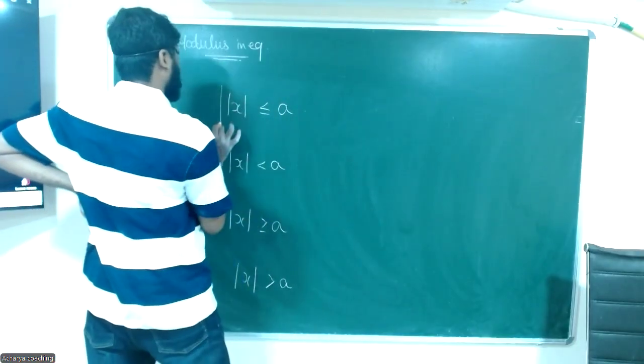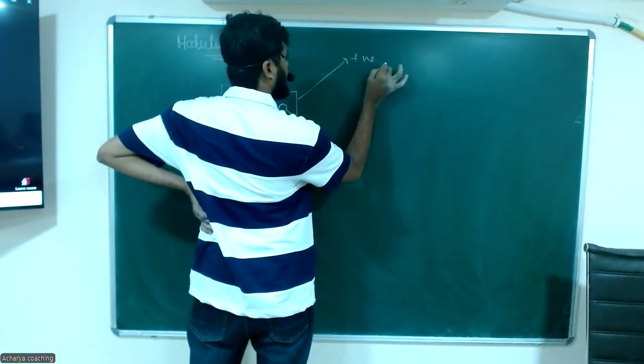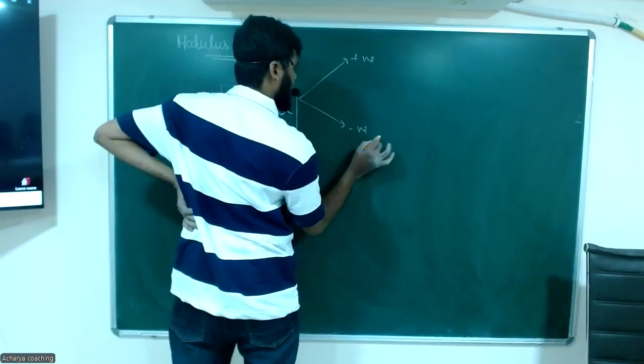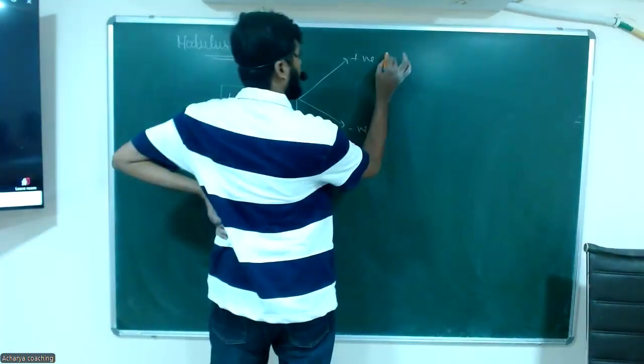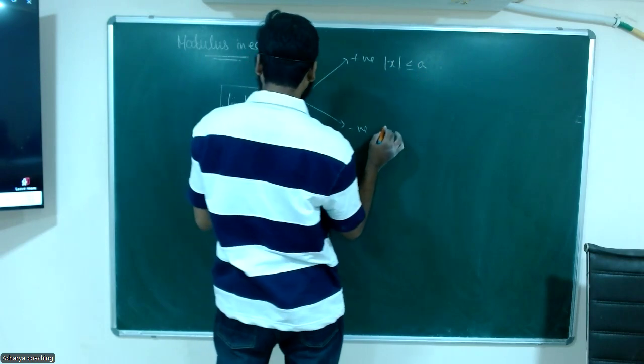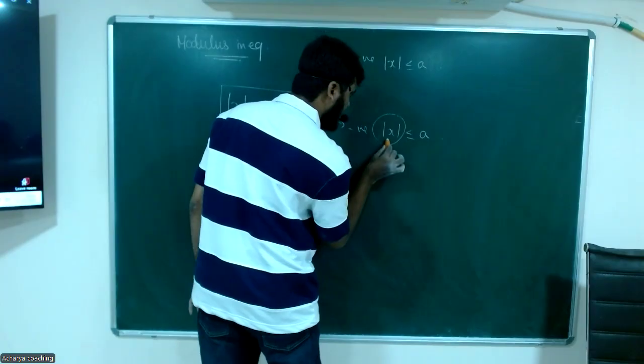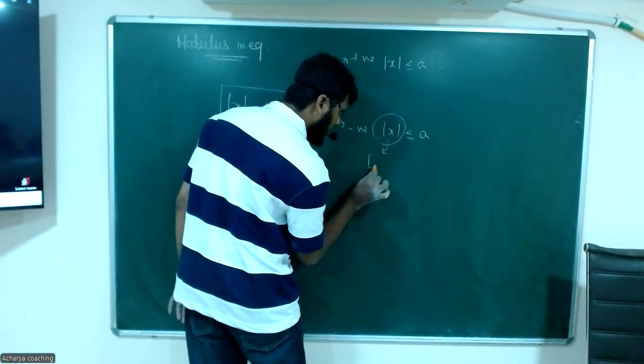Here in this case, a can be positive, a can be negative. If a is positive, modulus of x lesser than or equal to a we have. So if a is negative, this one is always 0 to infinity, right?